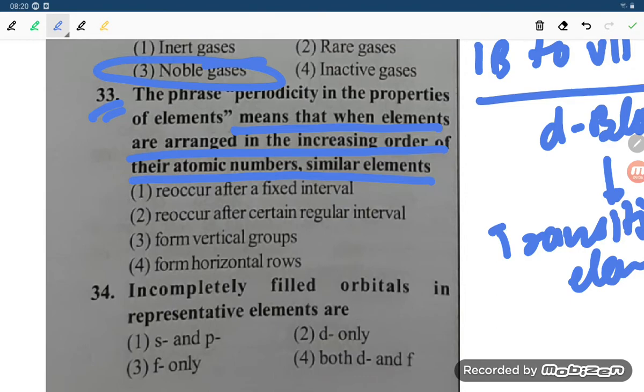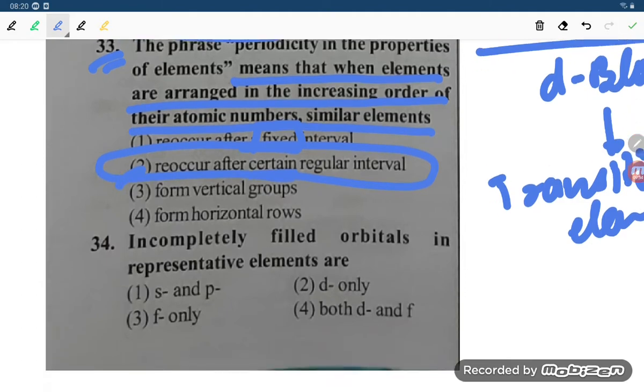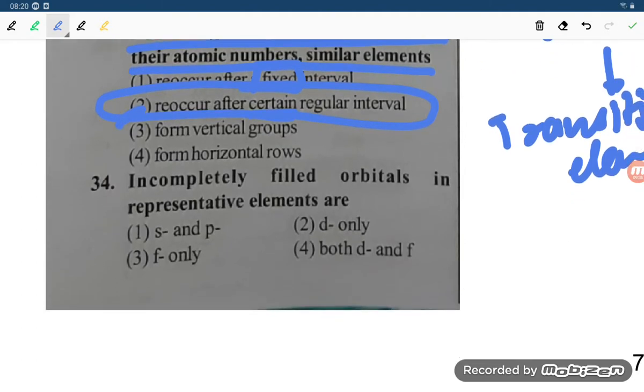For 33, the correct option is that properties reoccur after a certain regular interval. The correct word is "certain". In chemistry we use the word certain, not fixed, because fixed is not possible: for different periods the number of elements is different. The first option, from the vertical group, and the others are wrong. Only the second is correct.